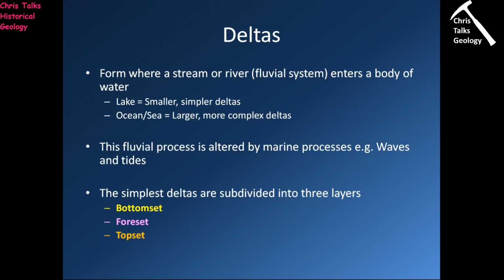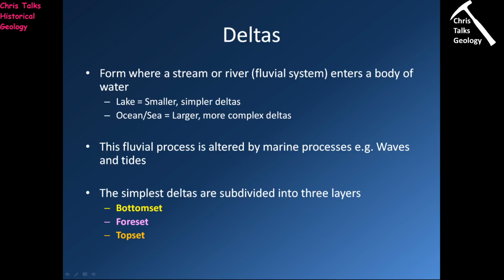So a delta will form when a stream or river, so a fluvial system, enters a body of water. So that body of water can be small, it can be a lake, in which case you'll typically get what's called a simple delta, or it can be a slightly larger body of water, like an ocean or a sea, in which case you'll get a more complex delta. The reason for this is that the type of delta you get will vary depending on the conditions. So a lake is a more protected environment, so the delta you get will tend to be more simplistic. In contrast, an ocean or a sea, obviously it's a larger environment, bigger waves, tidal effects, that will rework your delta, making it more complex.